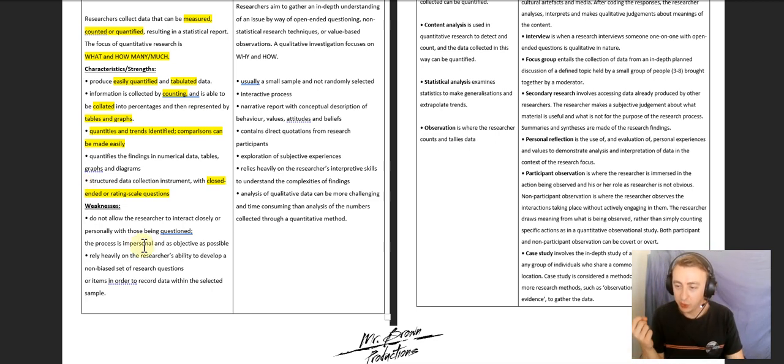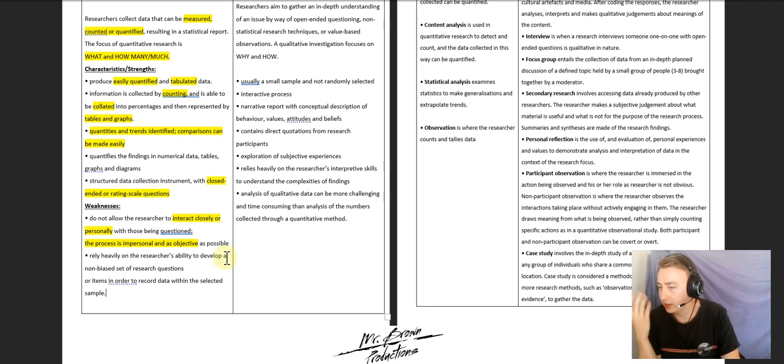The weaknesses of quantitative research, though, is that it doesn't allow the researcher to interact closely or personally with those being questioned. The process is impersonal and as objective as possible. I'll start with the first bit. Because you can't interact closely with someone, you don't really know the reason why behind the numbers.